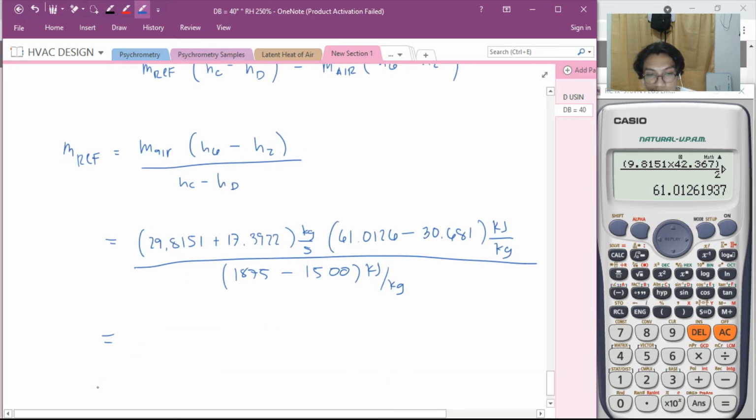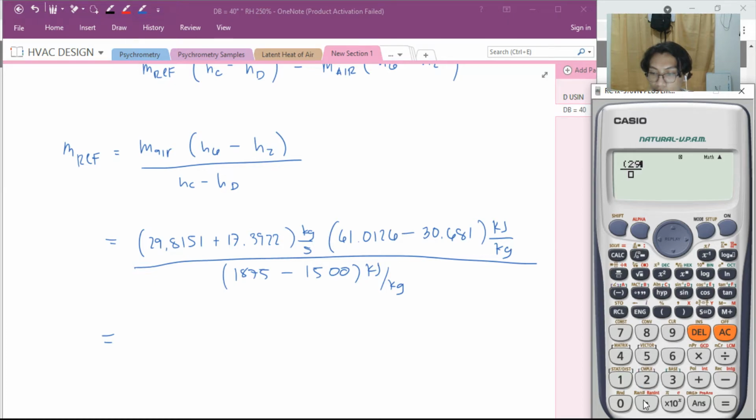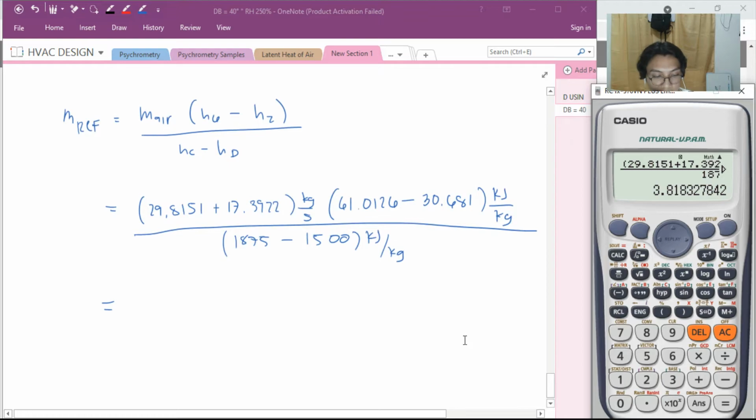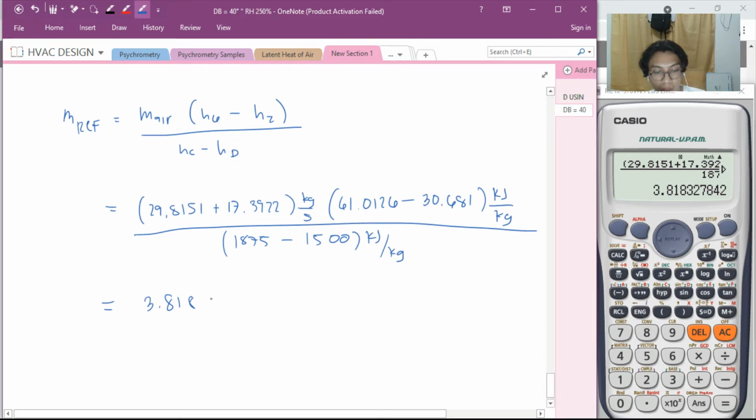Kilojoule per second. Kilogram per second. That is, simplify natin. 29.8151 plus 17.3922 multiplied to 61.0126 minus 30.681, tapos 1875 minus 1500. The answer is the mass of the refrigerant per second, that is 3.8183 kilogram in every second. Nasolve na natin yung kay refrigerant.